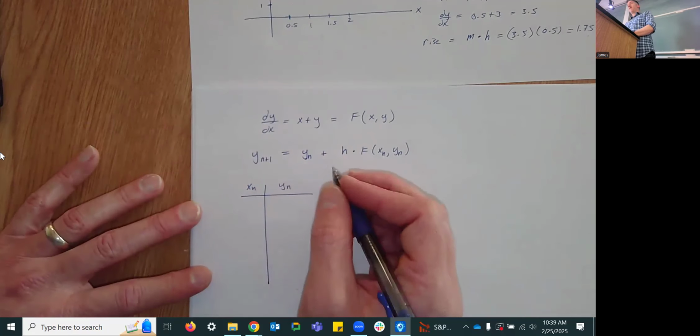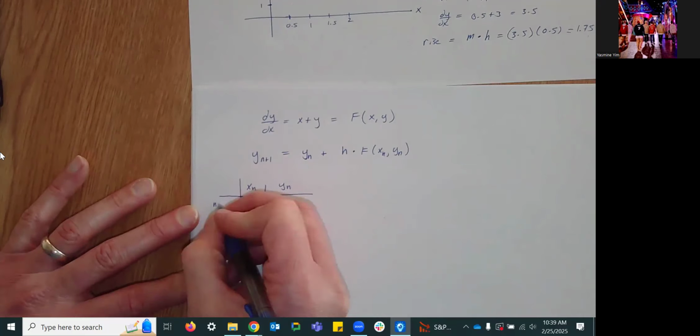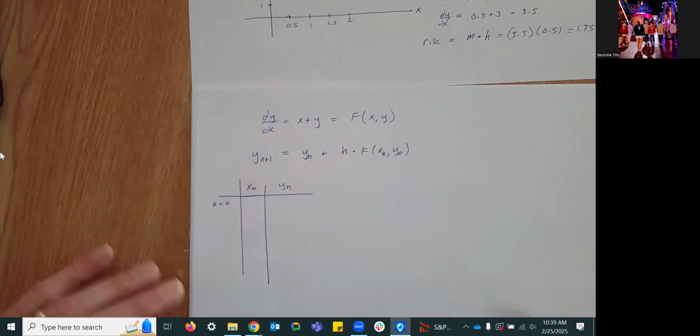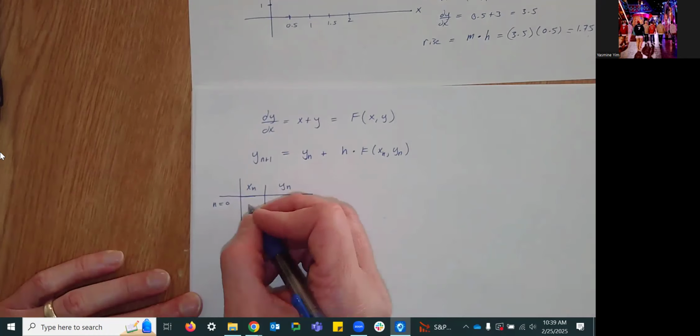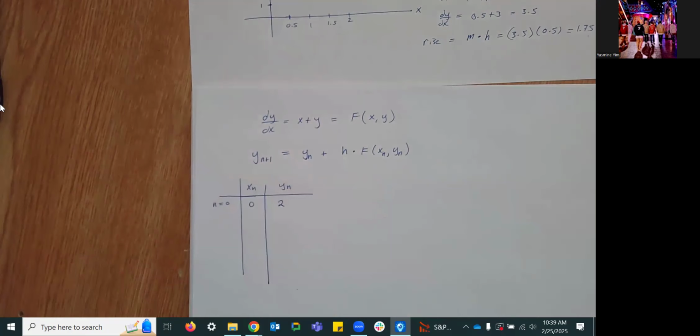Yeah, sorry, I have to think here a little; this process always feels a little bit weird. So for n equals 0, that was our initial value. We were given that we had a starting place of x being 0 and y being 2. Let me go ahead and fix that over here.